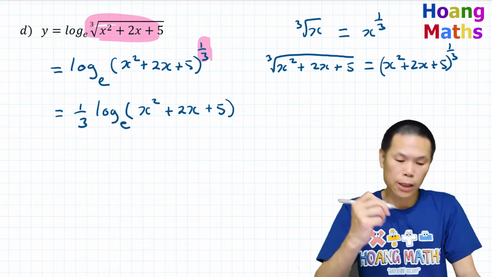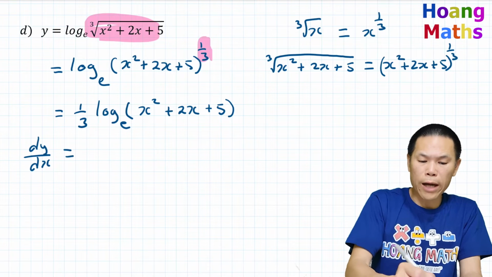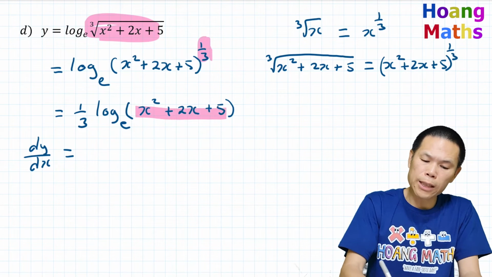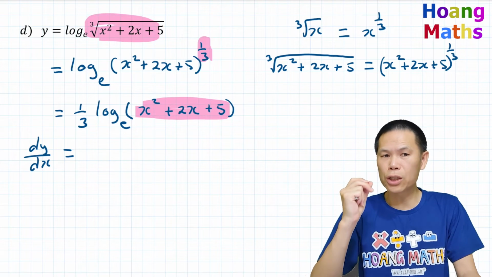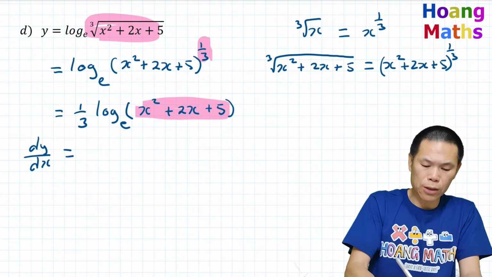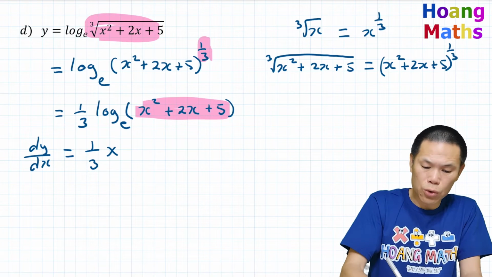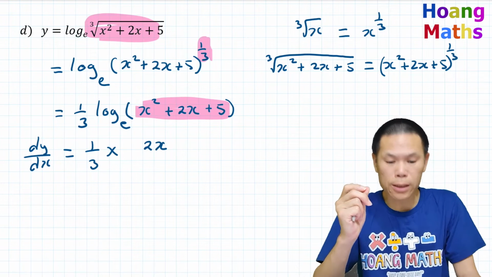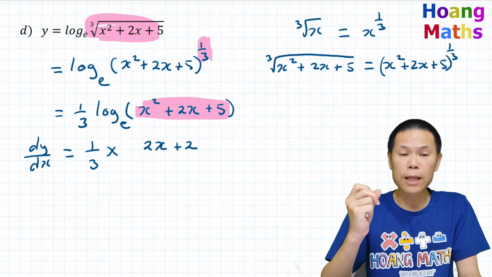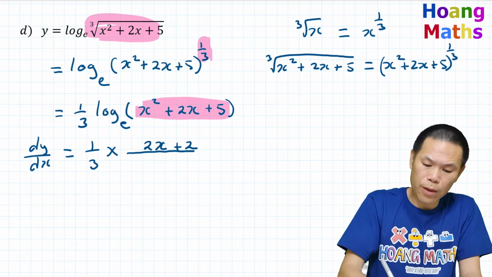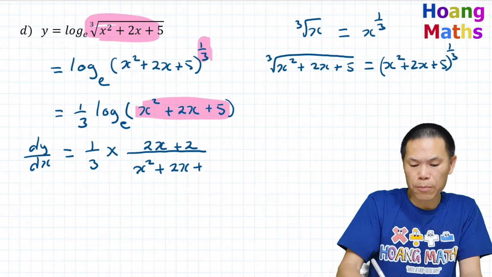So now to differentiate this, I can write dy dx is equal to, or y dash equal to, we differentiate inside here, and then we over itself, okay? And 1/3 in front, it's just a constant. So we just write it out first. That is just 1/3 times. So we differentiate x squared, gives me 2x, and differentiate 2x, it gives me 2. And differentiate 5, gives me 0. So that's it. And then now we just put it over the function, x squared plus 2x plus 5.